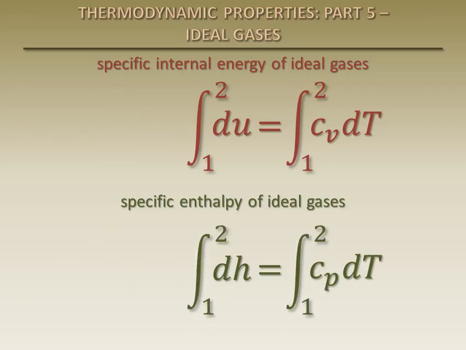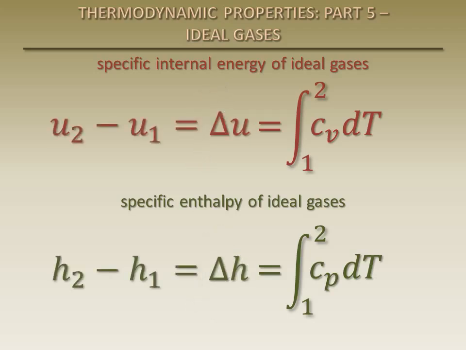The integrals on the left side simply become the change in the specific internal energy and the change in the specific enthalpy during the process. These equations provide relationships between the specific internal energy and the specific enthalpy, which are properties that cannot be measured, and the specific heats and temperatures, which are properties that can be measured.